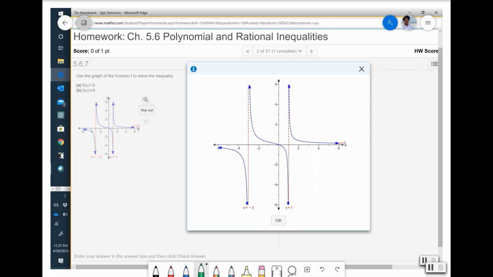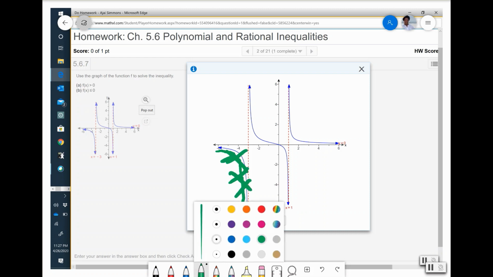So if we look here, I'm going from left to right on the graph, right? If I start down here, all of these y values are less than 0. They're negative. So I don't want those. Let's cross those out. I don't want those.